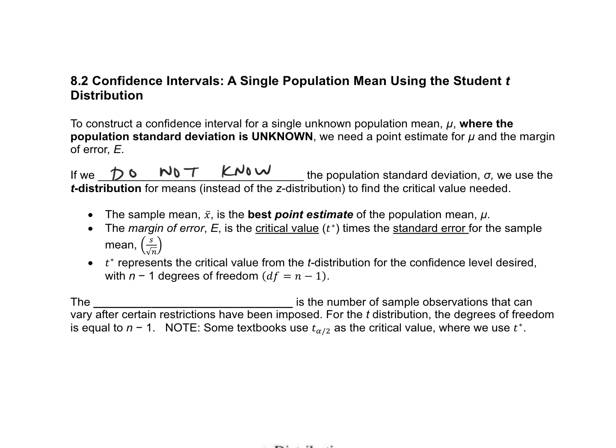What is n? The sample size. So if the sample size is 15, degrees of freedom is 14. And then when you go look at your T chart, you go to the degrees of freedom, 14, then you go to the confidence level, and then it's going to tell you what it is.